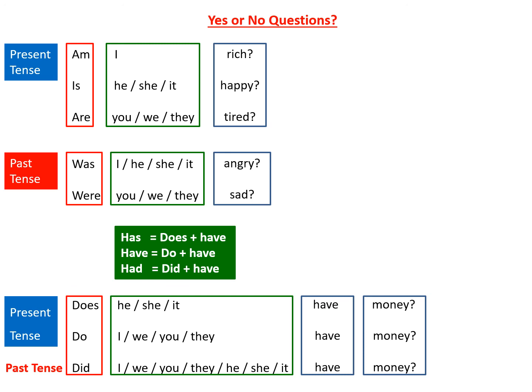You see the similarity here. For all these have, has and had yes or no questions, the do form verb plus have is common. For has it is does plus have. For have it is do plus have. For had it is did plus have.